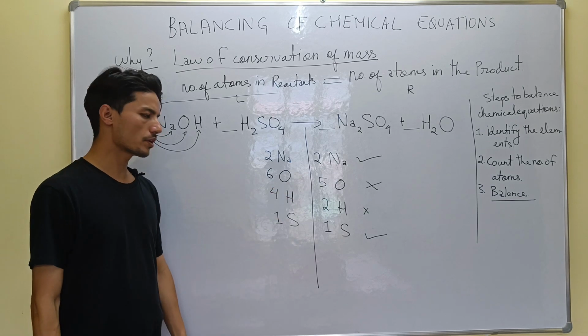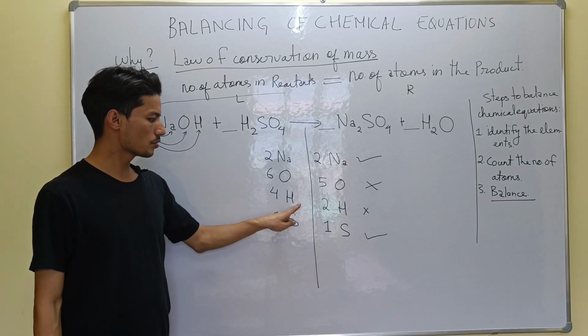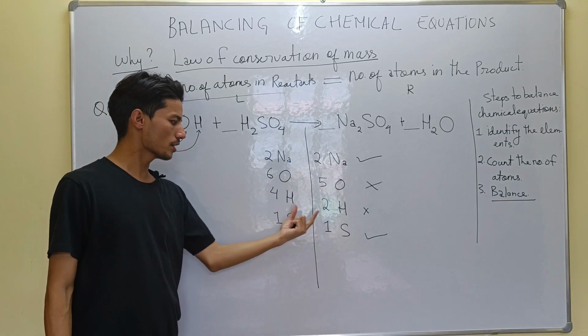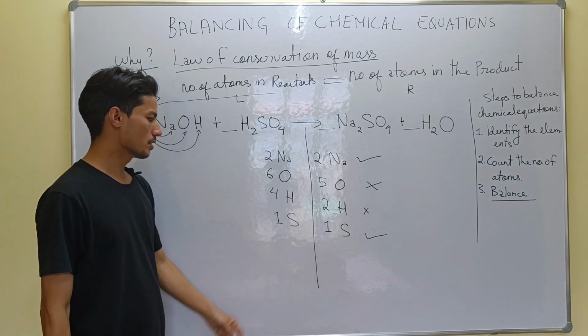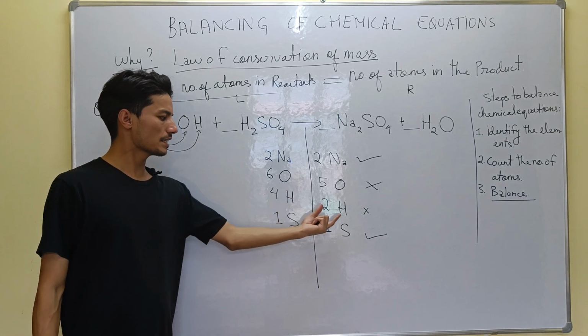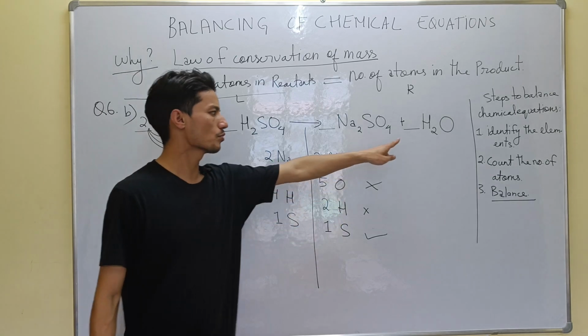So whom should I balance first? Well, I'll go with the smaller total. So 4 plus 2 is 6. 6 plus 5 is 11. So let's go with hydrogen. So we have 4 hydrogen here. We have 2 hydrogen here. So let's balance this. 4 hydrogen, 2 hydrogen. This side is more, this side is less. So let us work on this side.